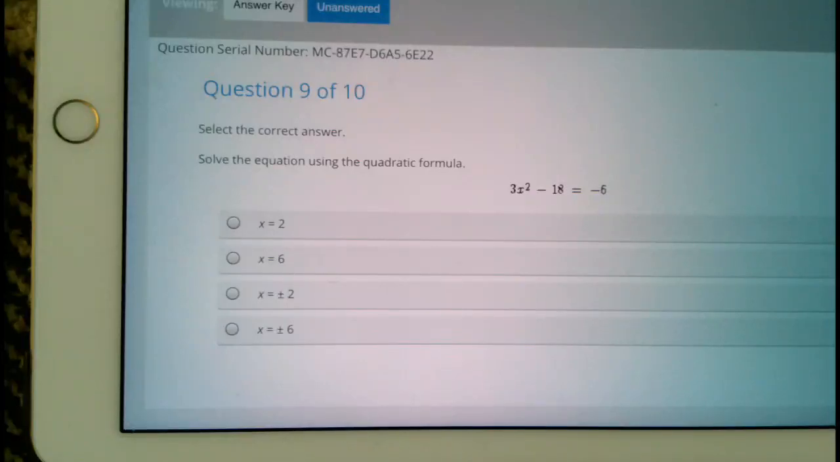Solve the equation using the quadratic formula. 3x squared minus 18 equals negative 6. I'm gonna flip over to my paper here.